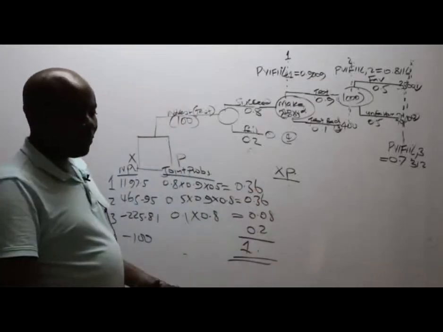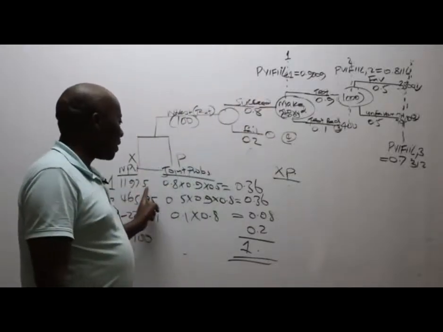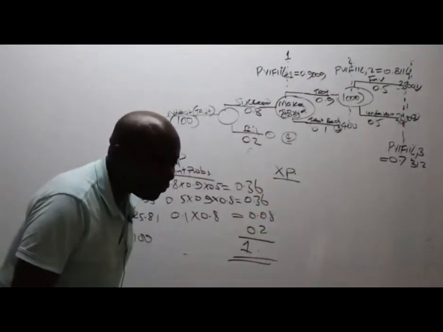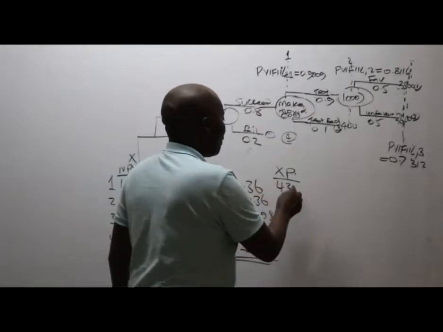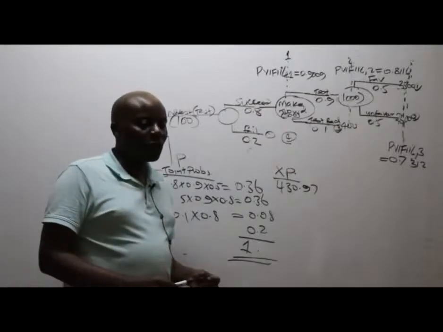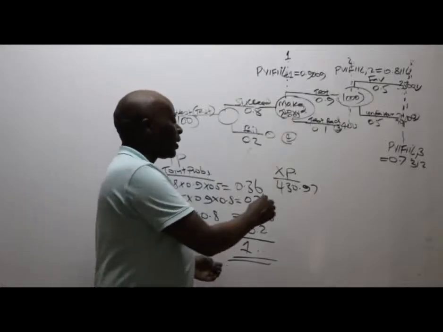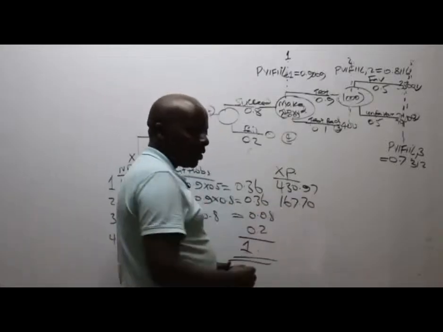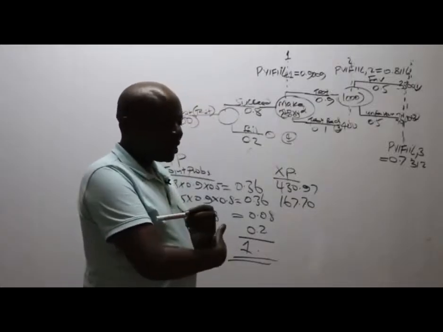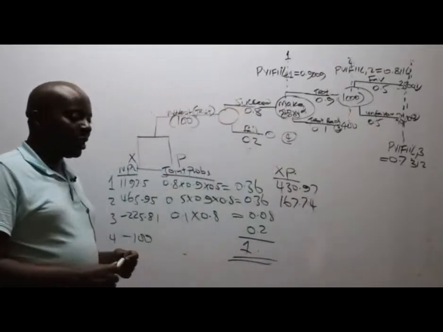Give me a figure to write here very fast. So we have here this times this, giving me what figure here? We have 430.97, two decimal places. Thank you very much. Then we have 167.70. 167.7. And 167.74. And then we go to node 3.